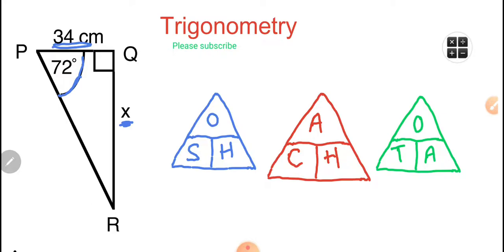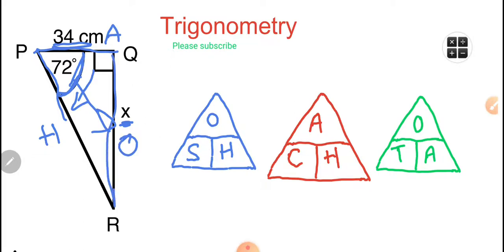Now don't forget, this is the angle 72. So of the two sides touching it, one of them will have to be the hypotenuse, the other one has to be the adjacent. This is opposite the 90, so this has to be the hypotenuse. So therefore this has to be adjacent, and this one here will be the opposite, as this side does not touch the angle at all.